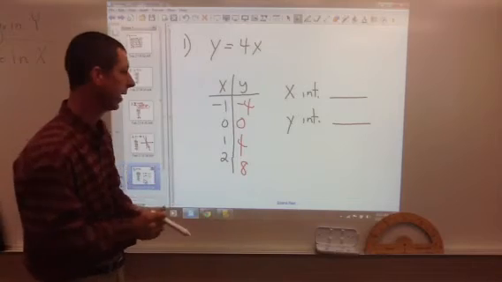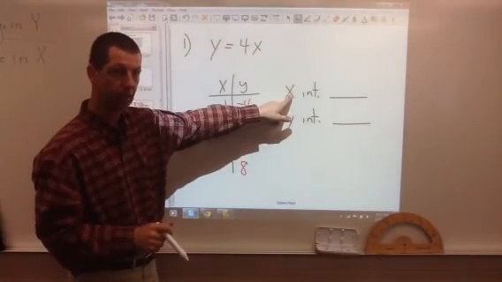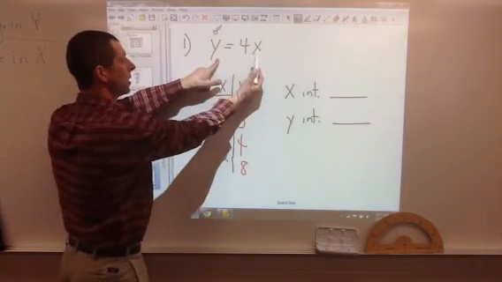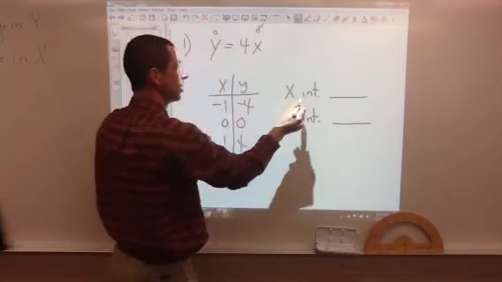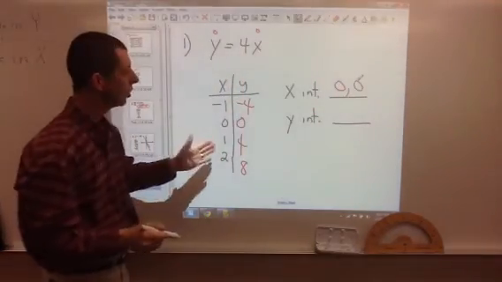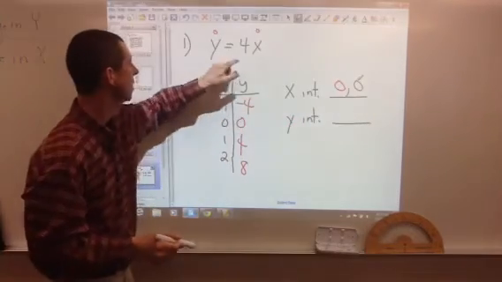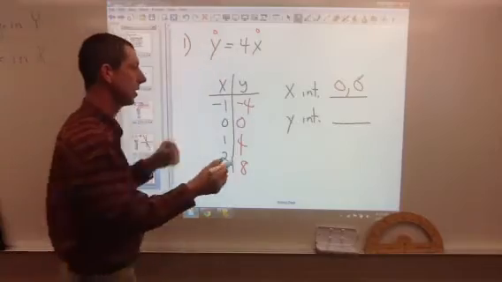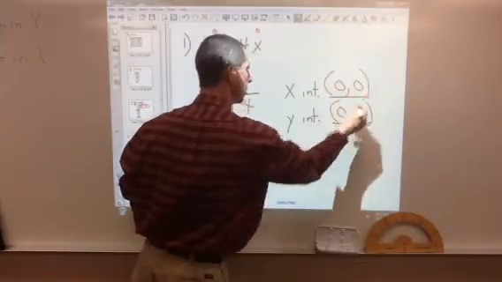But here's how you find it. When you're finding the x-intercept, y has to be 0. So if you put 0 in here, what does x have to be to make this true? Well, it has to be 0 as well. So the x-intercept is 0, 0. And you do the same thing to find the y-intercept. You put 0 in for x. What does y come out to be then? In this case, it's 0. So these both are 0, 0.